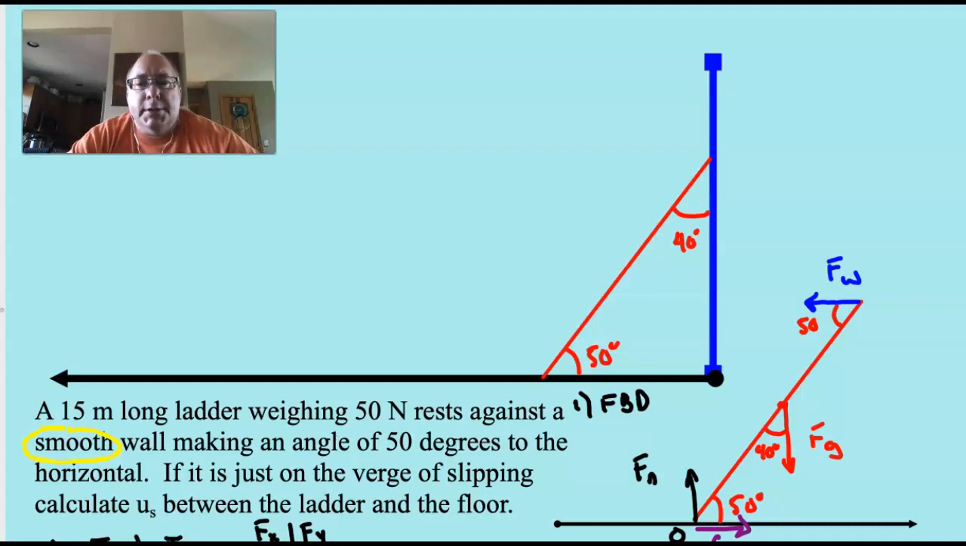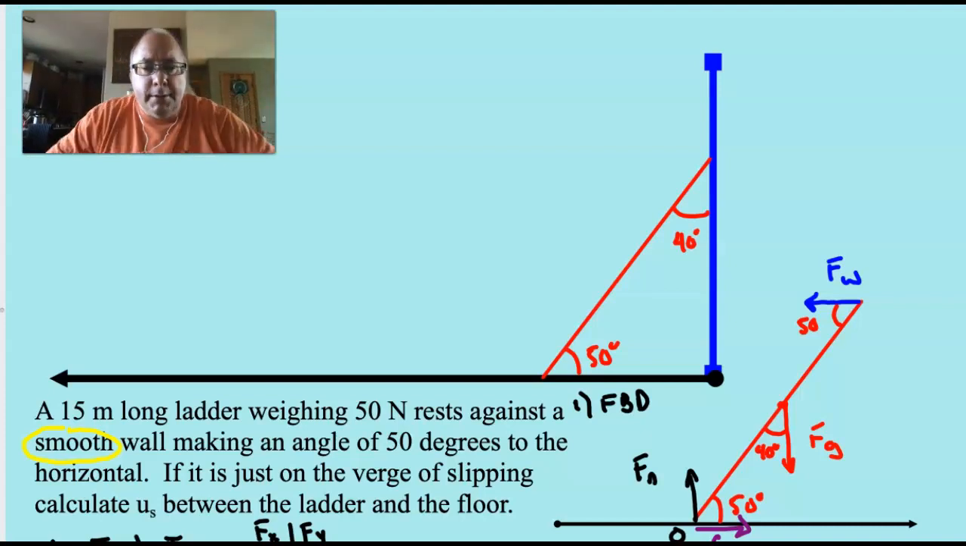Hi everyone. So this is a problem that I would consider a medium difficulty torque and forces problem. It's a pretty common kind of problem. You've got a 15-meter long ladder. It weighs 50 newtons. It rests against a smooth wall, so there's no friction on the ladder from the wall, making an angle of 50 degrees to the horizontal. If it's just on the verge of slipping, you'd like to calculate the coefficient of friction between the ladder and the floor, which is needed to just hold it in that position.